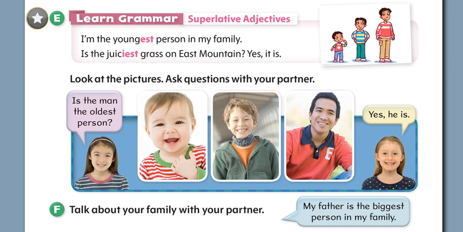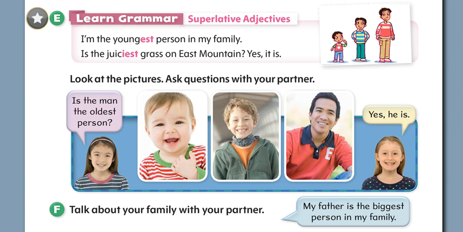Is the juiciest grass on East Mountain? Yes, it is. We can use it as well in forming questions. Here we go. Look at the pictures and ask questions. Is the man the oldest person? Yes, he is. Now it's your turn. Is the baby the youngest person? That's correct. Yes, he is.